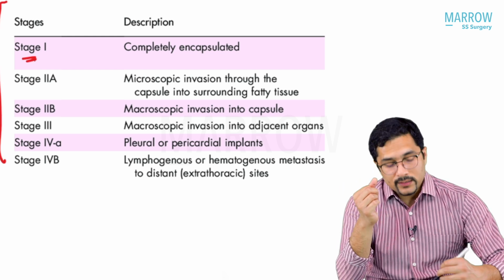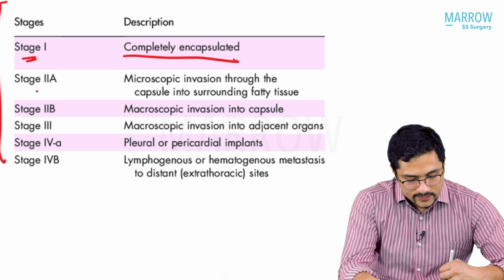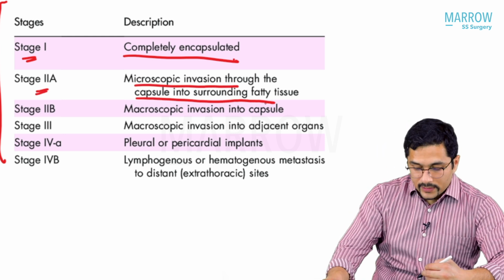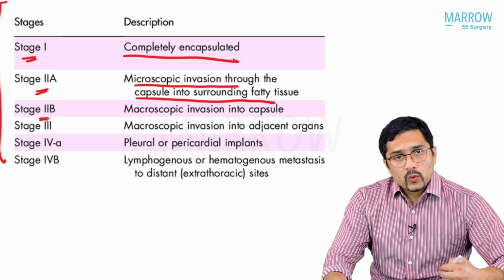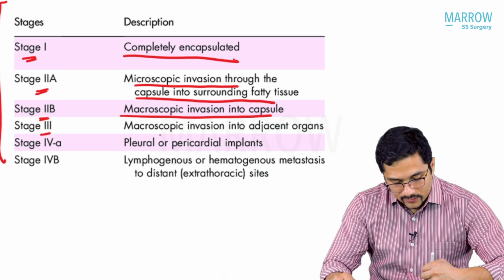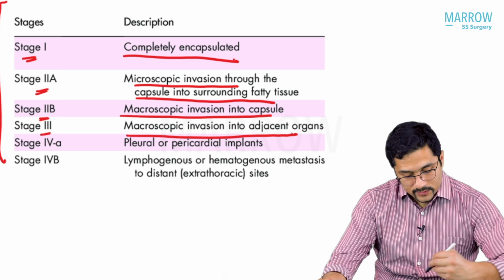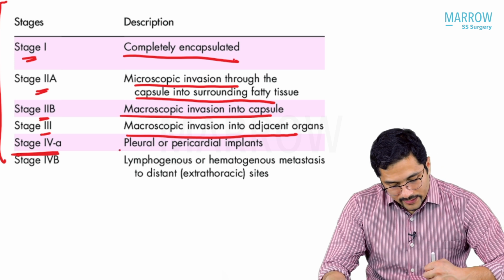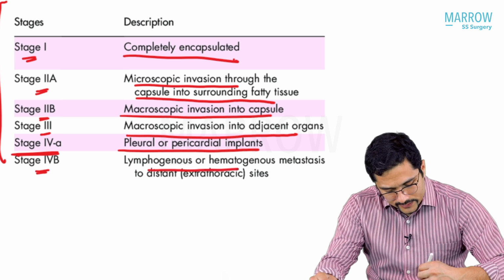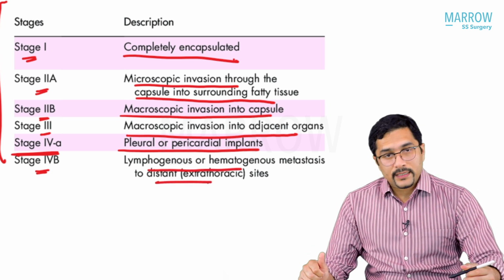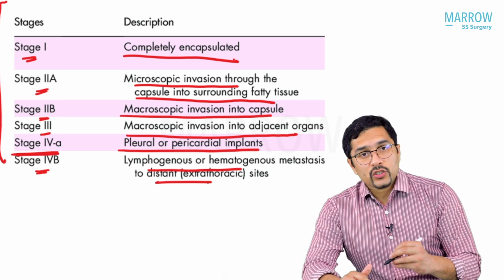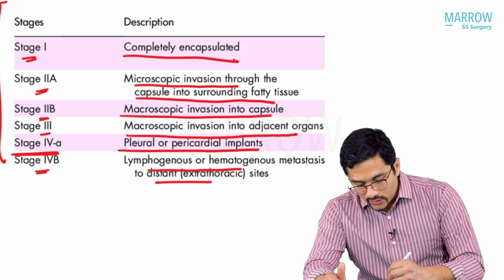Stage 1 is when it is completely encapsulated. Stage 2A is microscopic invasion through the capsule into the fatty tissue. 2B is macroscopic invasion into the capsule. 3 is macroscopic invasion into adjacent organs. 4A is pleural or pericardial implants, and 4B is hematogenous or lymphogenous metastasis to extrathoracic sites, that is stage 4B. This is the Masaoka staging for thymomas.